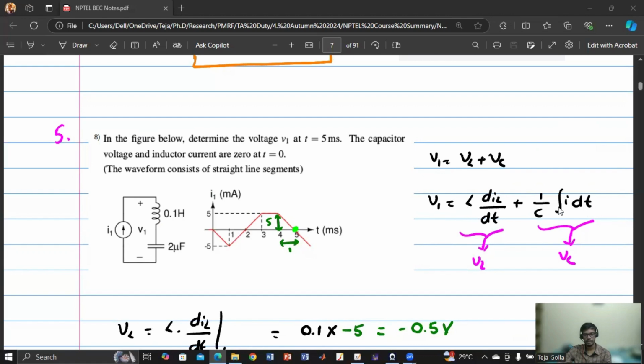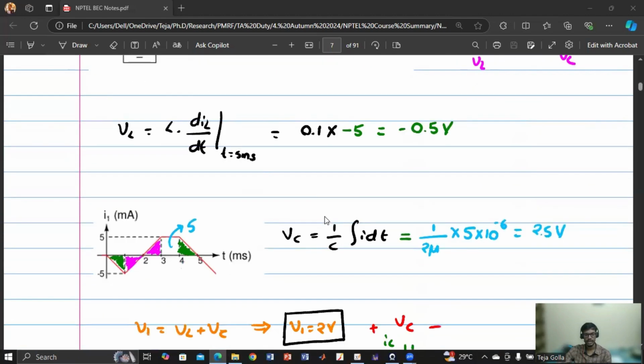V is equal to L dI by dt plus 1 by C integral I dt. We have to write it in terms of I, because they have given the waveform or the graph of I. So once you do that, then you can calculate directly. This is very simple. We have to find the slope here, and this is the integration of the current, which is the area under the curve.